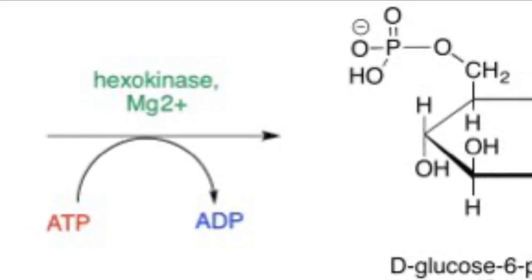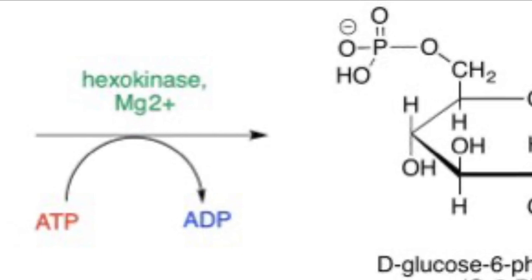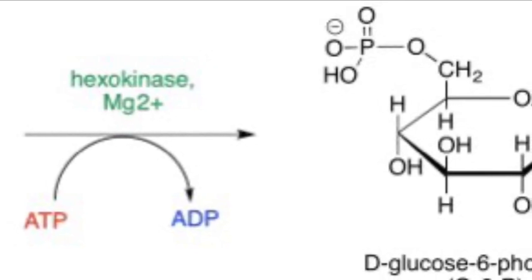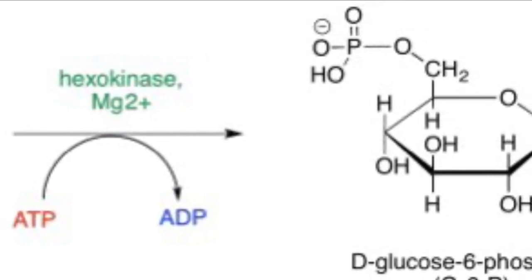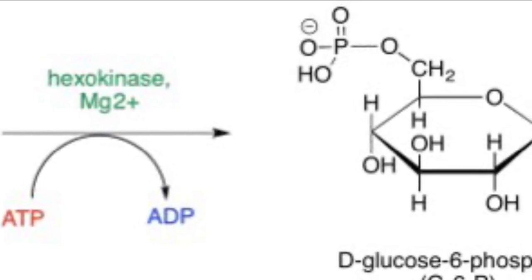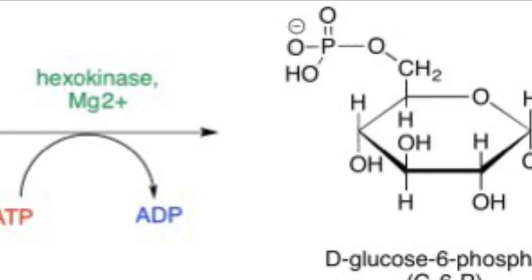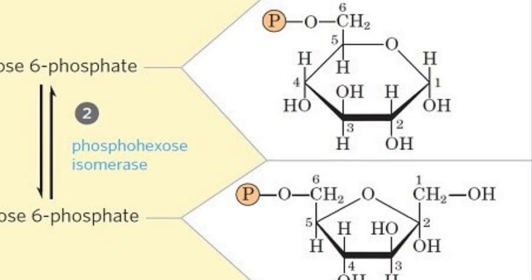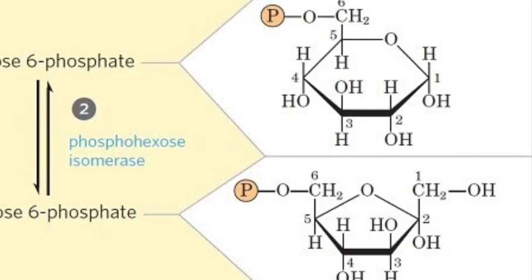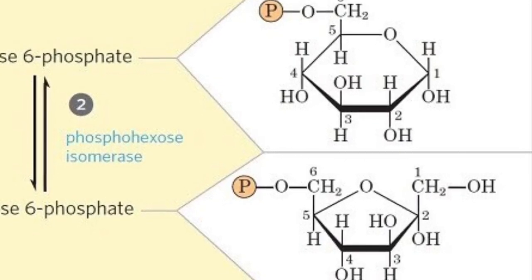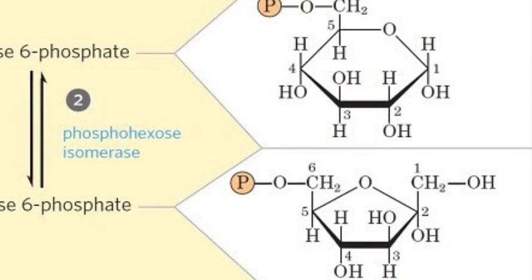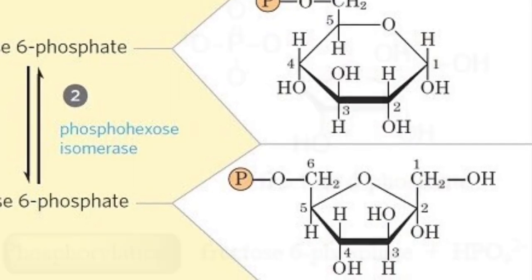Glycolysis has 10 steps. The first step is a phosphorylation of glucose. This involves the transfer of phosphate from ATP to glucose, forming glucose 6-phosphate in the presence of a hexokinase enzyme. The second step is the isomerization of glucose 6-phosphate. In this step, glucose 6-phosphate is reversibly isomerized into fructose 6-phosphate.